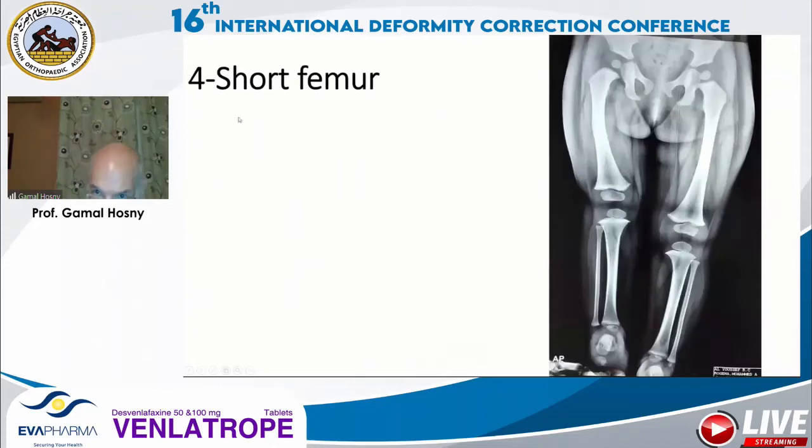Type 4, it's an almost normal femur, but short. And in such a case, you do just lengthening. This is type 4.